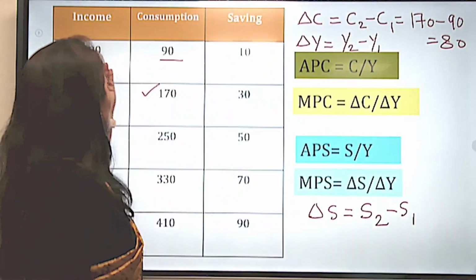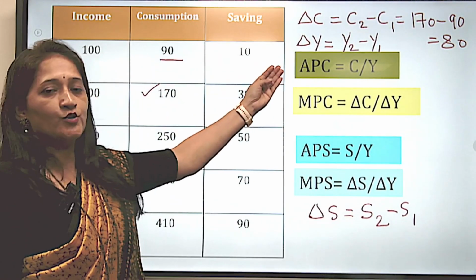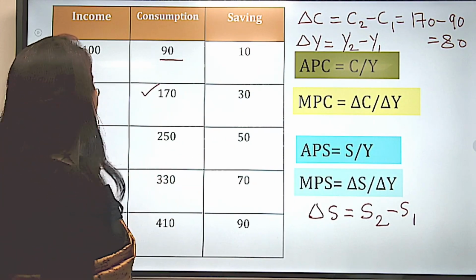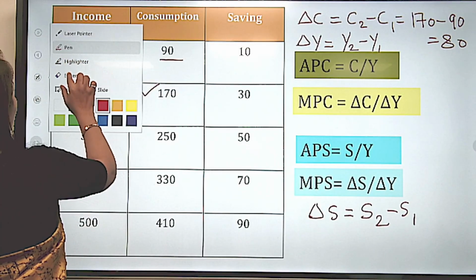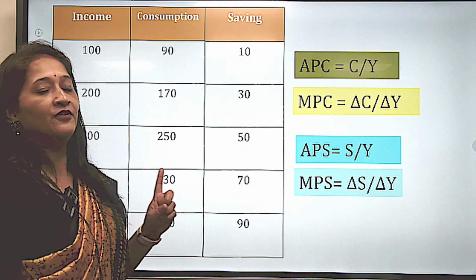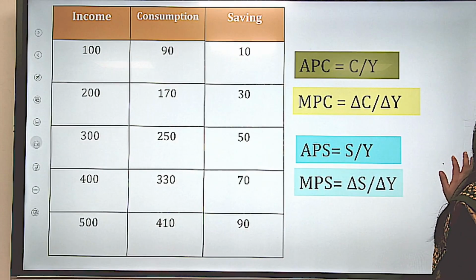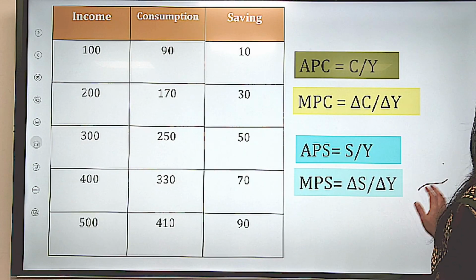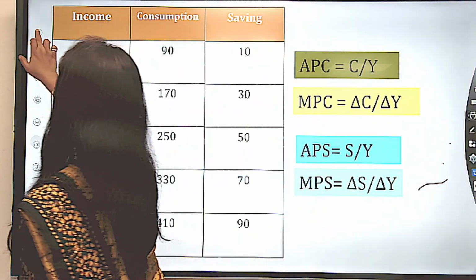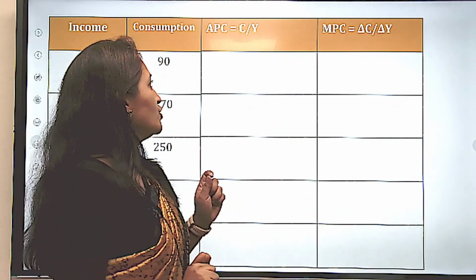Similarly, you can use the values of income, insert the values properly at Y2 and Y1, and you can get the change in income. This is how we are going to do the calculation of APC, MPC first, and then we will do the calculation of APS, MPS. Okay, so let's now do the calculation of APC.